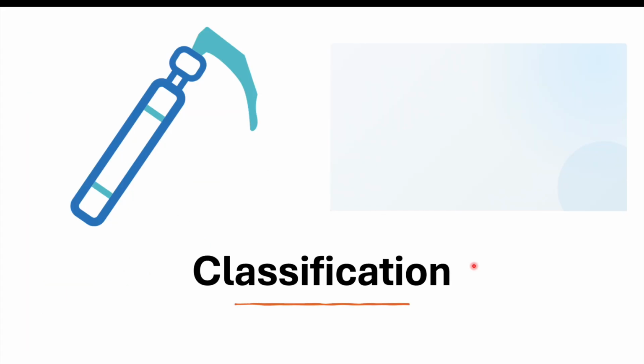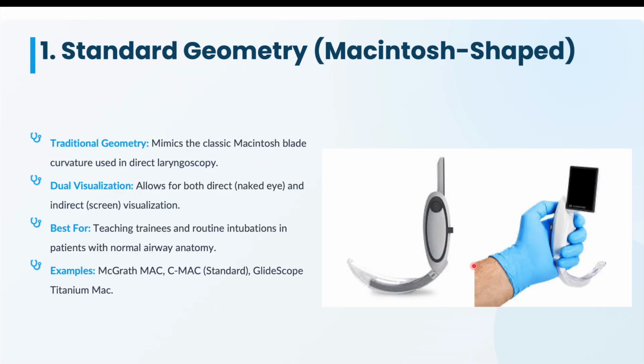Classification. Various video laryngoscopes have been used in trials involving intubation in emergency, acute care or critically ill patients. They can be mainly divided into three types. The first one are standard geometry or Macintosh shaped video laryngoscopes. Here the shape of the blade is very similar to a direct laryngoscope. They provide a view on the screen of the camera. However, you can also directly visualize the vocal cords when you do a laryngoscopy through these laryngoscopes. A common example is McGrath, which is shown in this picture.